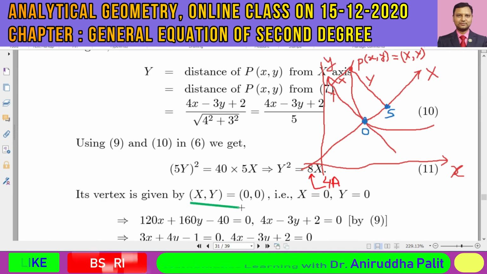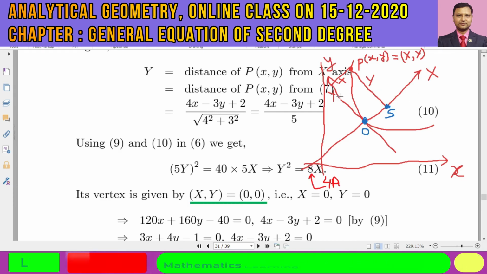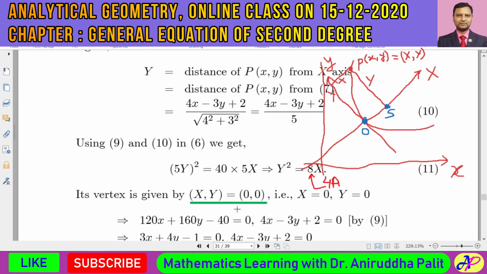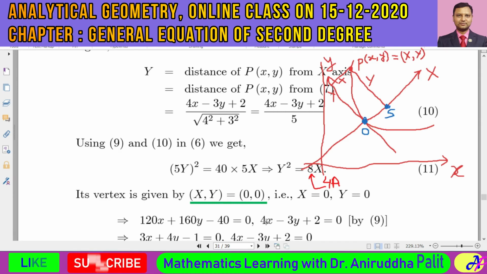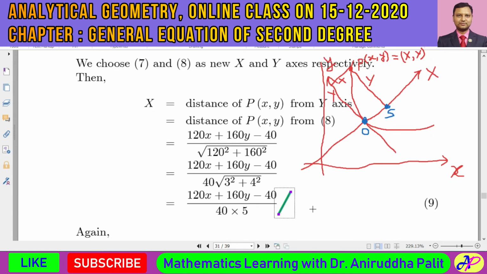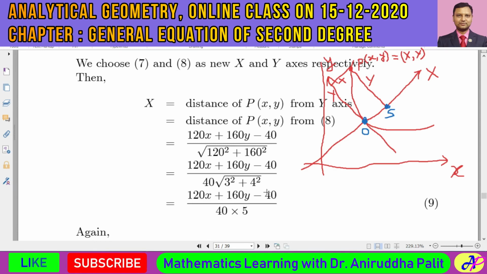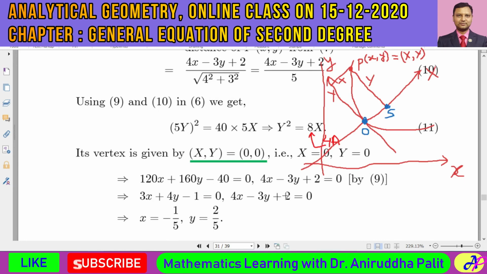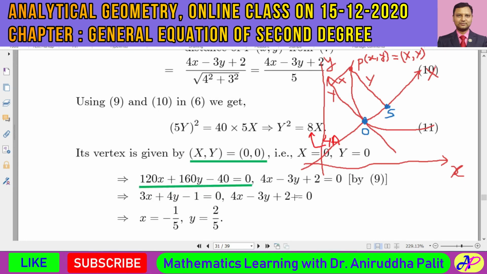So the vertex would have the coordinate 0, 0 with respect to the capital X and capital Y axes. So capital X is equal to 0 and capital Y is equal to 0. This would be the vertex. Now what is capital X? Already I have computed the expression of capital X. So capital X is equal to 0 would give us the numerator is equal to 0. Now in this numerator we can take this 40 common.